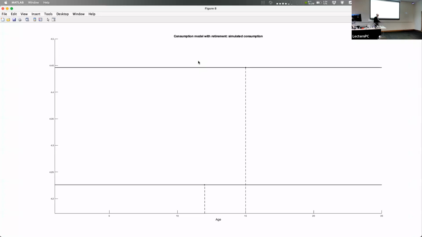The cool thing about this is that these dash lines, the vertical dash lines, correspond to the point where the simulated agent decides to retire. So they are so rational. And remember, there are no shocks in this problem. Everything is deterministic. But they are able to calculate their optimal consumption from the very beginning of their life all the way to the end, together with the retirement decision, in order to keep that consumption profile absolutely flat over the life cycle.